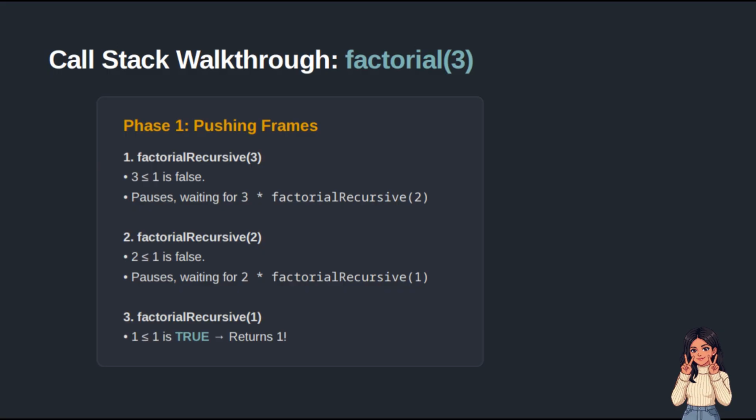Now, when the function runs with the input 2, it checks if 2 is less than or equal to 1. It is not. So it pauses execution, waiting to evaluate 2 times the function now with the input of 1, because 2 minus 1 is 1. So it pushes a new frame for the function with the input 1 onto the call stack. Now again, it checks if 1 is less than or equal to 1. It is true. It hits the base case and returns 1.